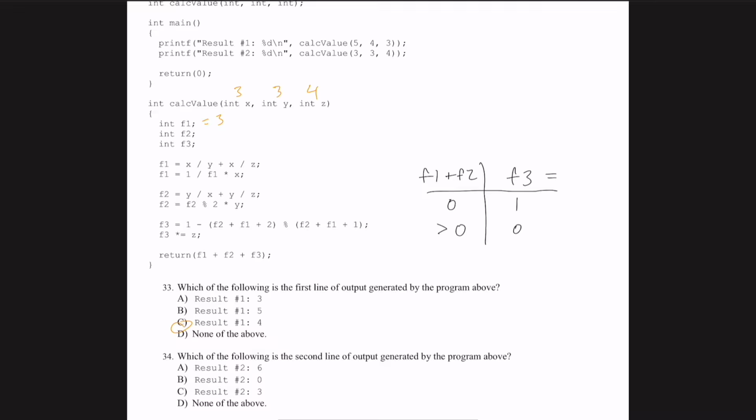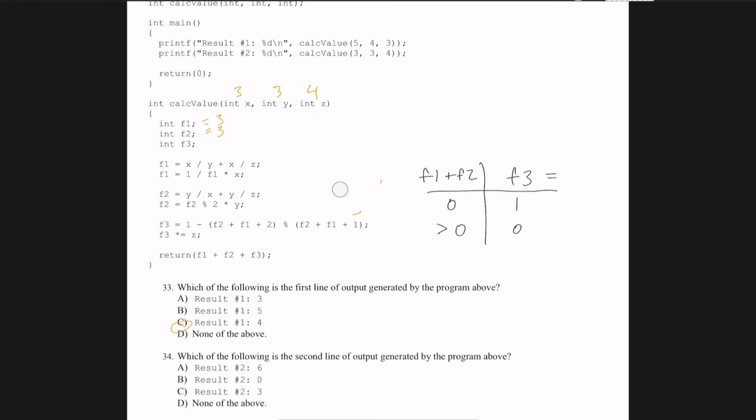f2 is equal to 3 divided by 3 plus 3 divided by 4. 1 plus 0 is equal to 1. f2 equals 1 mod 2 plus y, times y. 1 mod 2 is 1, 1 times 3 is 3. f2 is equal to 3.